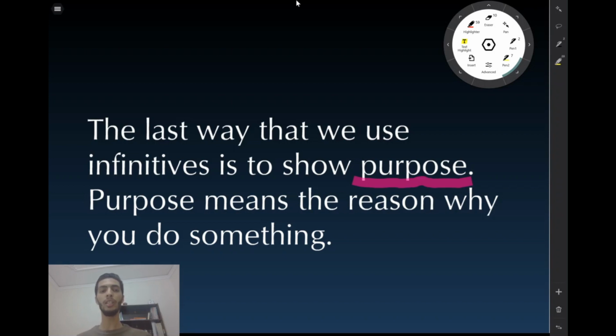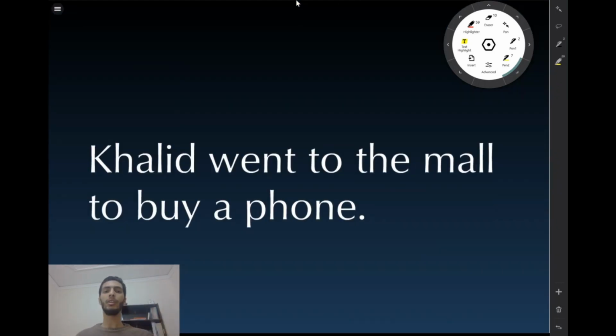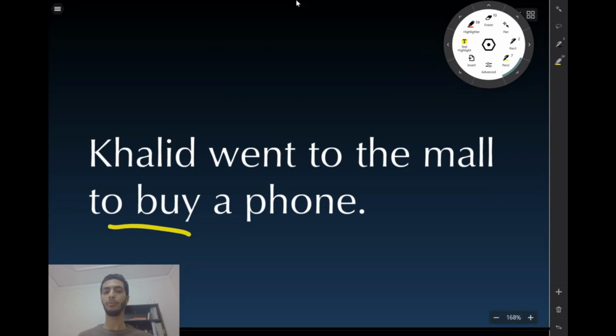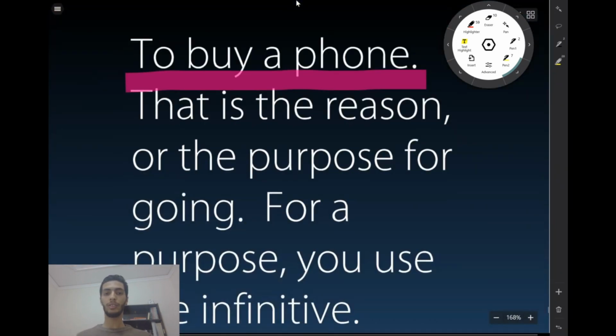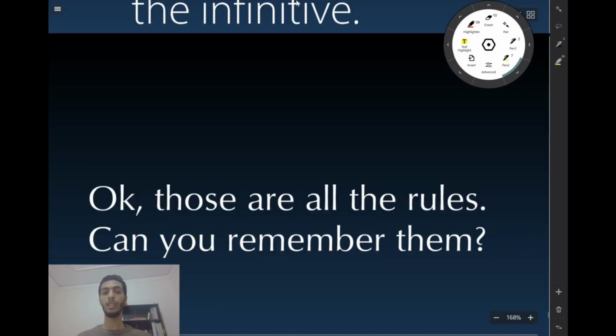The last way that we use the infinitive is to show purpose. Purpose means the reason why you do something. All right. The last case in which the infinitive can be used is when we want to show the reason for an action. So for example, as you see in this example that we used before, Khalid went to the mall to buy a phone. So here, why did Khalid go to the mall? To buy a phone. So, of course, to buy a phone, that is the reason, the purpose. For a purpose, you use the infinitive.